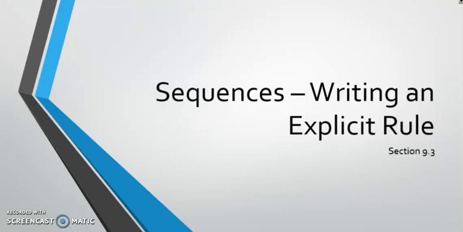To finish our notes on section 9.3, we're going to look at what happens if you're given a couple of the terms in the sequence and then you're writing the explicit rule on your own. We're also going to look at how you can set up approaching a word problem or a life application of these.